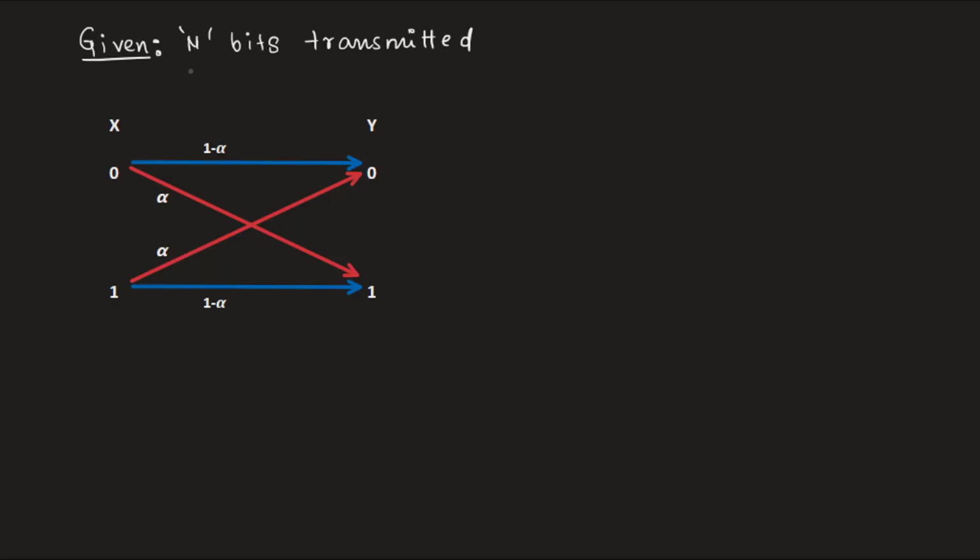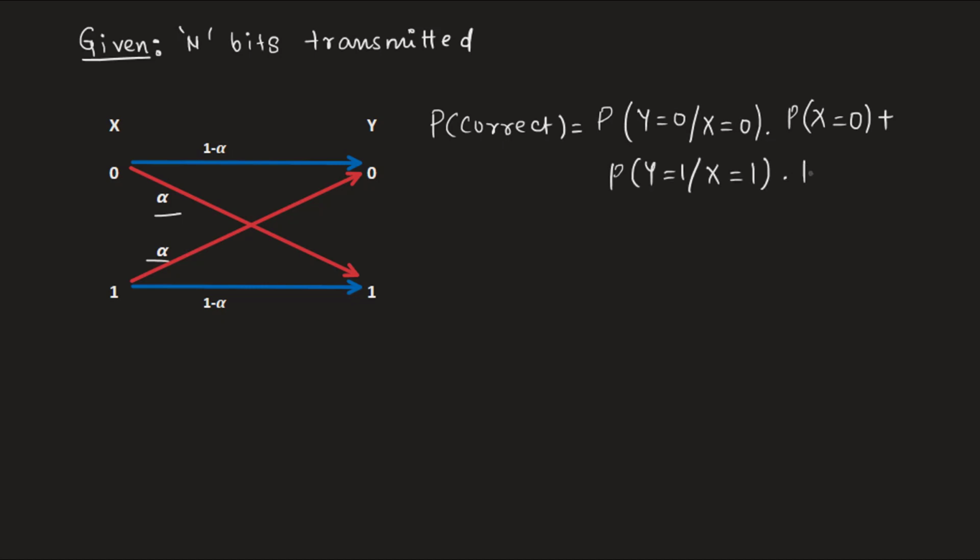Given in the question is n total number of bits are transmitted. So we consider the case when only one bit is transmitted. It is also given in the question that the probability of error is alpha. So the probability of correct reception of a bit can be written as follows, since correct reception takes place when both input and output are equal, so this expression has been written accordingly.